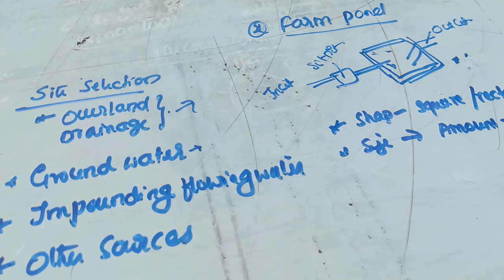And other sources, if water is available from other sources, such as roof water or diversion of excess water from the drainage, that water we can use for this pond. So this is the site selection for farm pond construction. How can we construct this farm pond? After the site selection and pond dimensions are decided, the site should be cleared of all stones, and woody vegetation should be removed.